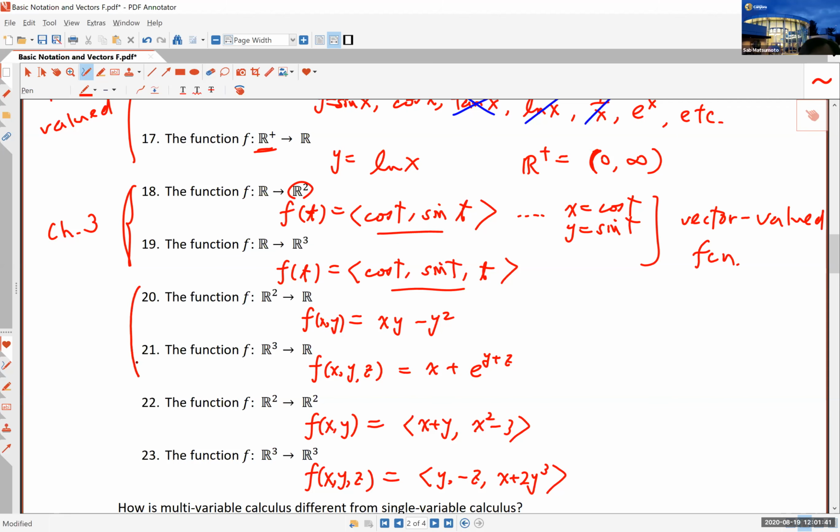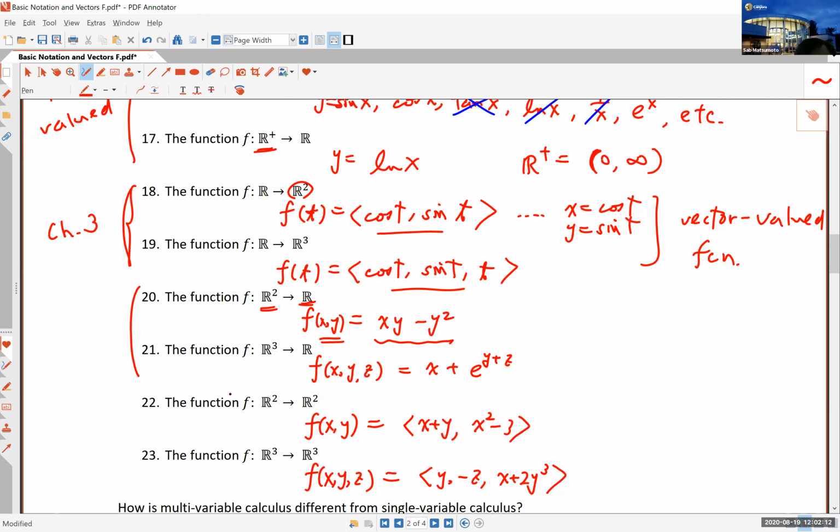Of course, you can have your own example. The important thing here is that the domain is R2 and the codomain is the set of all reals. So that means you should use x and y, or s and t or whatever, two different variables that will give you a real number like xy minus y squared, or sine of x plus e to the y or whatever. But this has to be a real number.